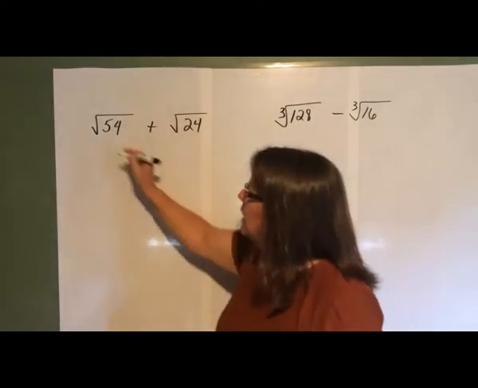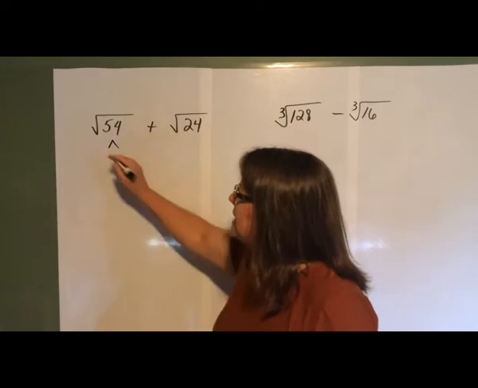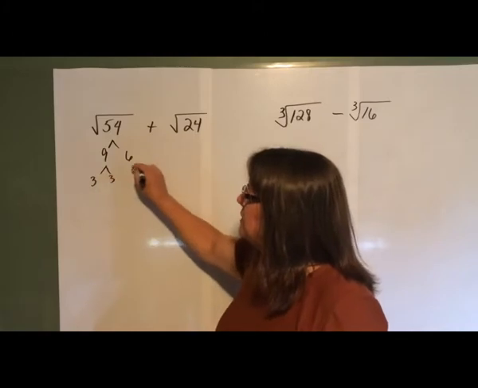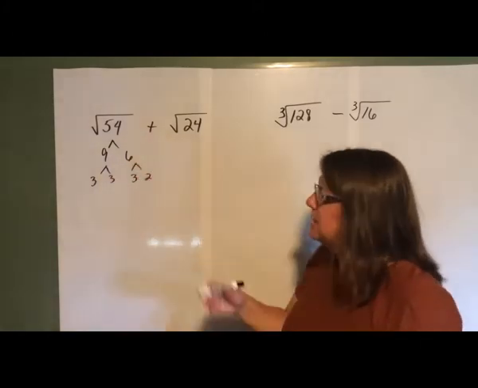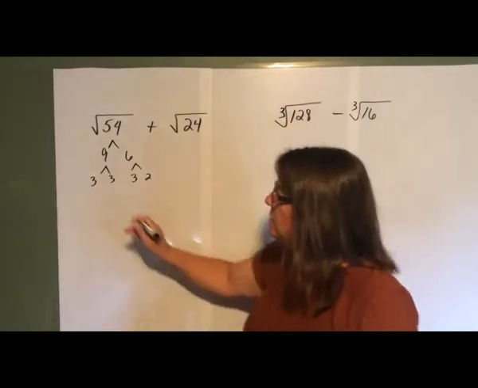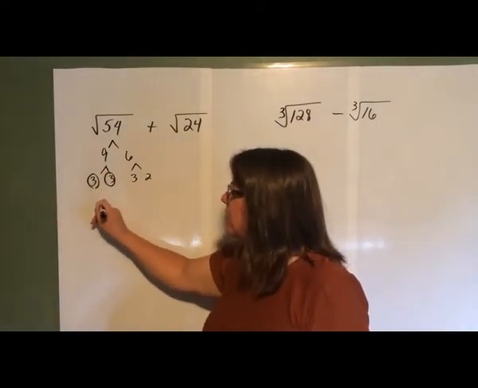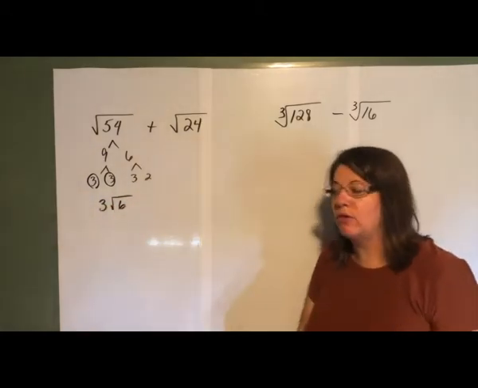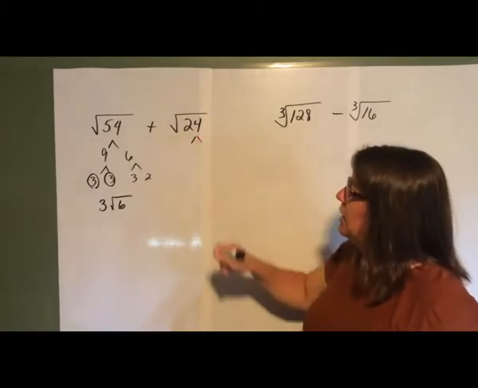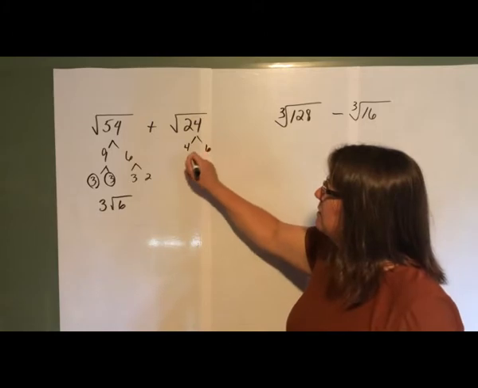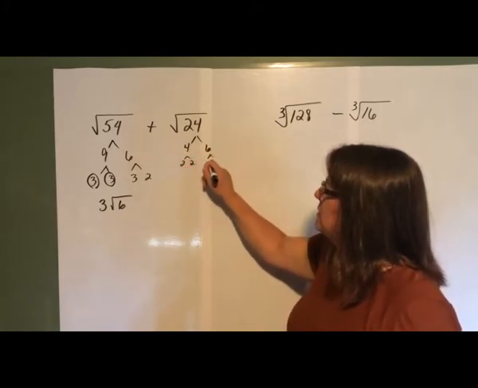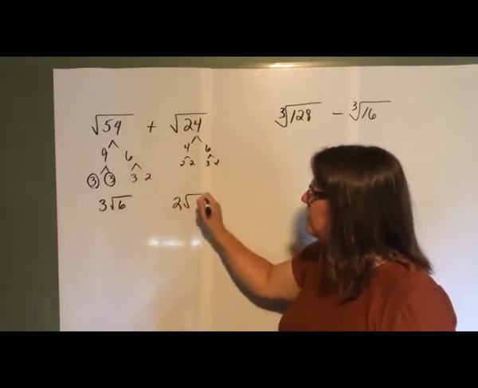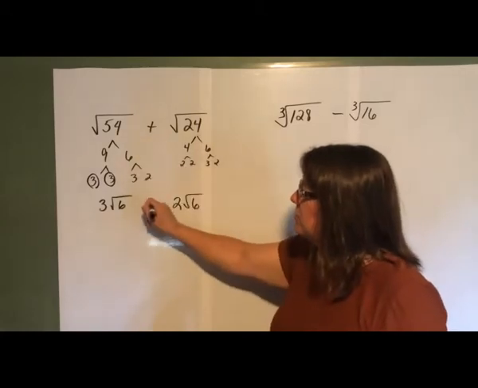Okay, so 54. If I think about 54, that is 9 times 6. And then 9 would be 3 times 3. 6 is 3 times 2. So anything that shows up twice, I can bring it out once. So my 3 shows up twice. I can bring out a 3. The rest of them only show up once. So that's 3 square root of 6 for the first part. And then for the 24, if I break that down, that's 4 times 6. 4 is 2 times 2. 6 again is 3 times 2. So that means I can bring out the 2. And then I have square root of 6 left underneath. And then that plus sign just comes down.